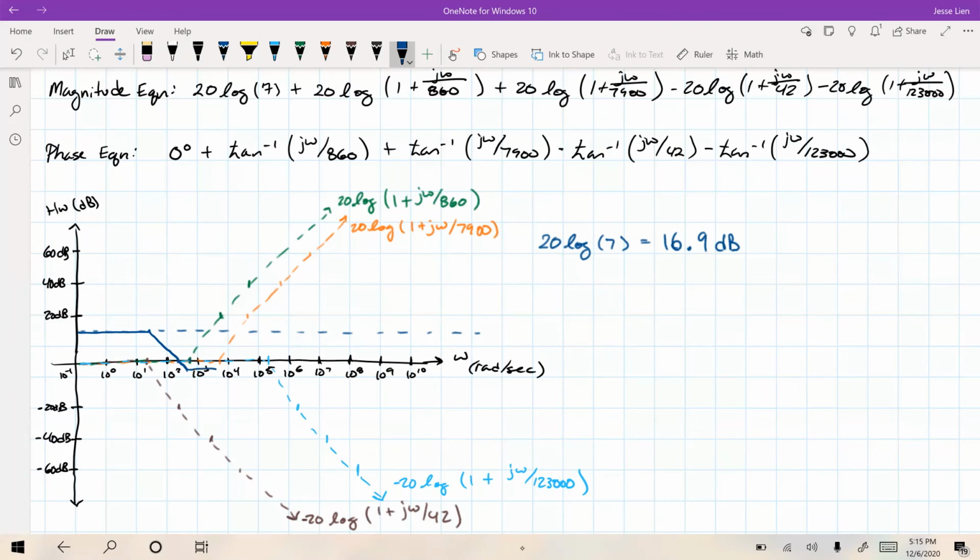across until you hit 7,900 radians per second, at which the plot will now begin to increase at a value of 20 decibels per decade until you hit 123,000 radians per second. At this point, the next term of negative 20 log 1 plus j omega over 123,000 contributes a slope of negative 20 decibels per decade, which cancels out with the previous term, giving you a constant line for the rest of your plot.